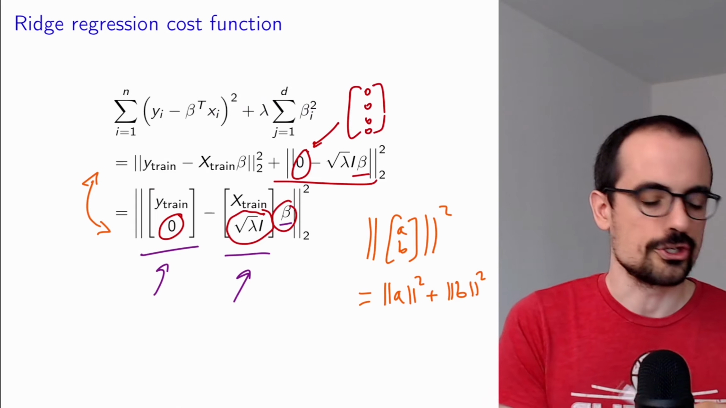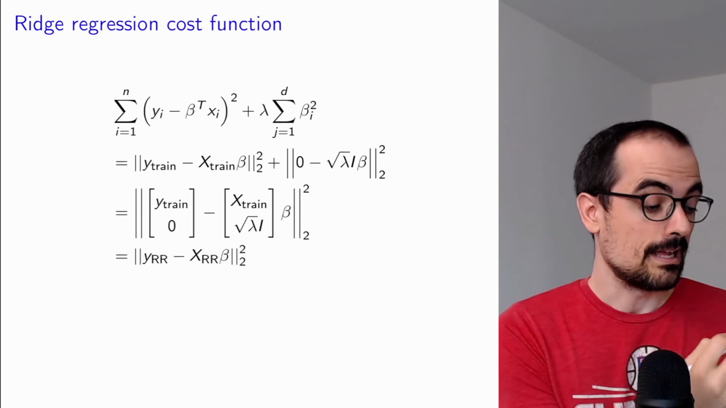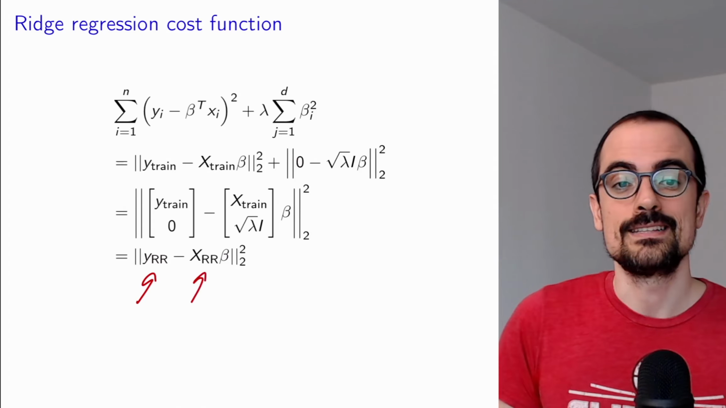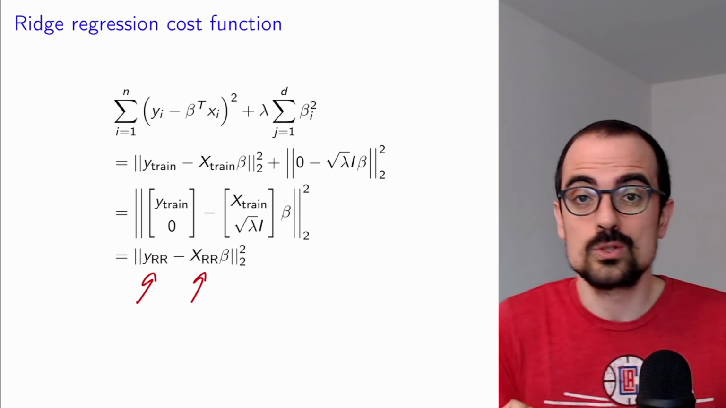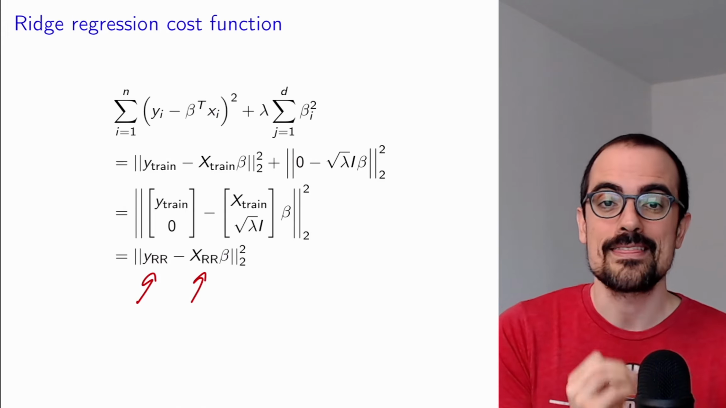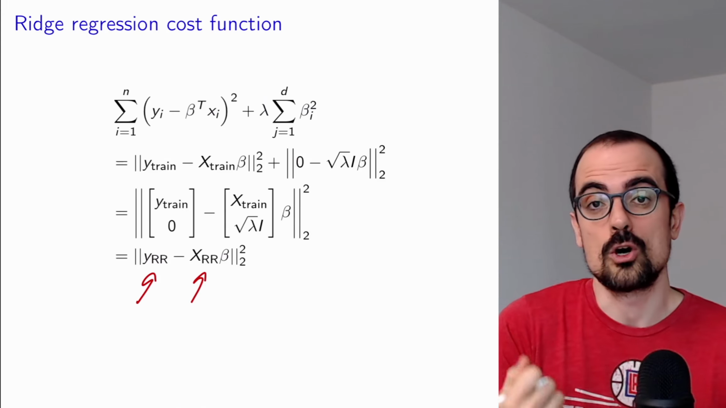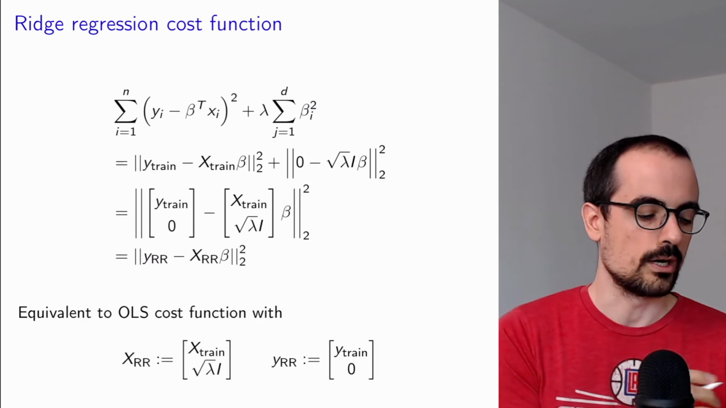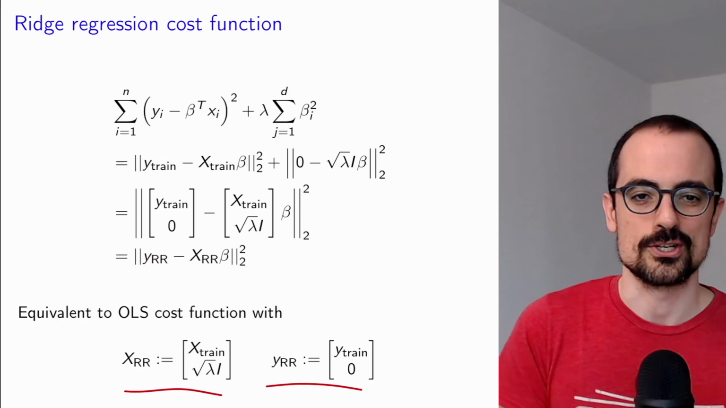You can check on your own, but if you accept that, now we have an OLS problem with this modified response vector and this modified design matrix. Why is this very useful? Because we know the closed form solution to the OLS coefficients. So we're going to apply that to obtain the closed form of the ridge regression coefficients. So this is equivalent to the OLS cost function with this new design matrix and this new response vector.